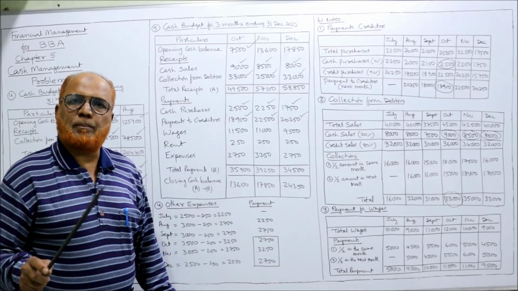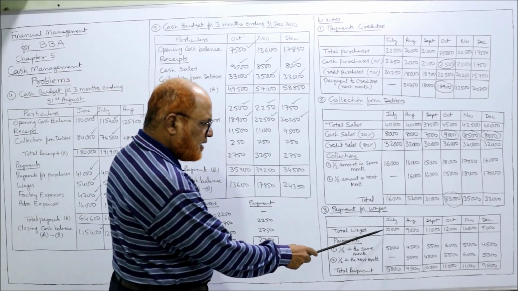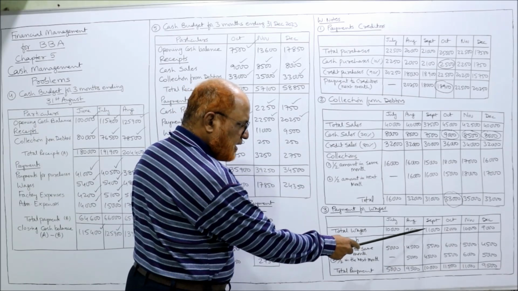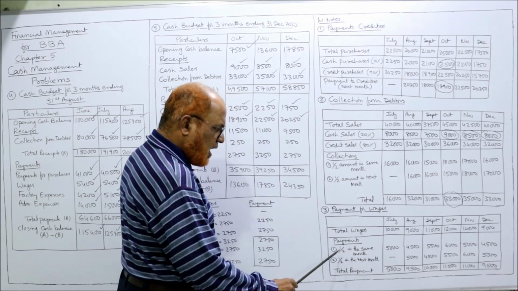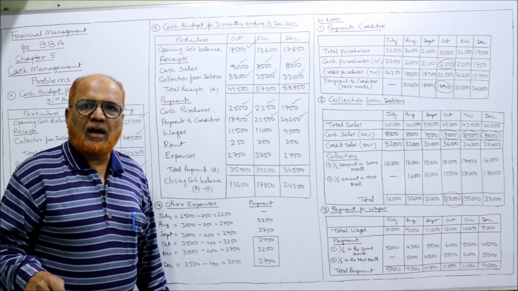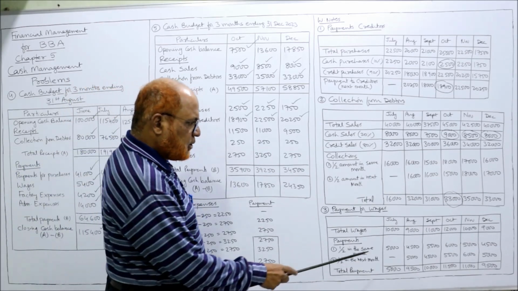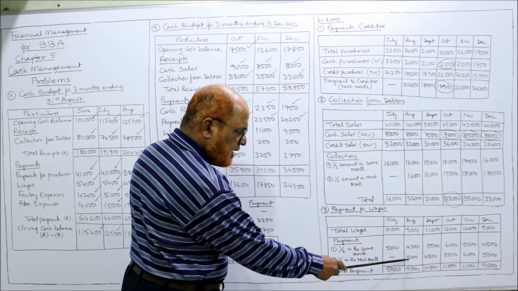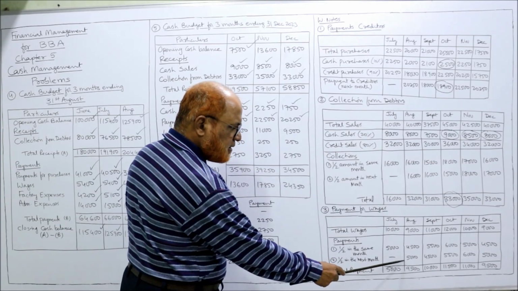Now payments. Half of the wages are paid in the same month. So 10,000, half 5,000. 9,000 half 4,500. 11,000 half 5,500. Half in the same month. Remaining half in the next month. So out of 10,000, 5,000 are paid in the same month. Remaining 5,000 in the next month. Half in the next month.